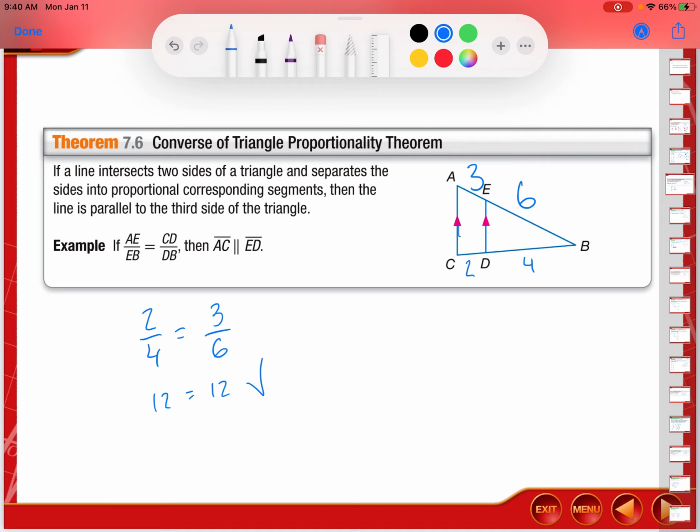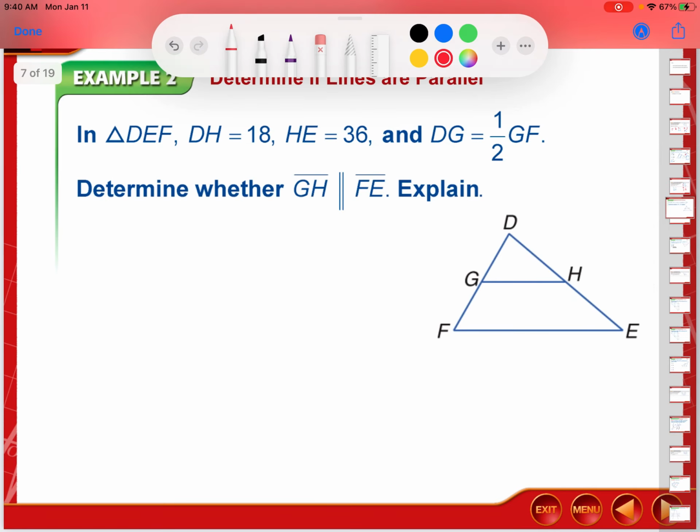So we're essentially doing it backwards. We're saying, okay, if this proportion is correct, then these lines are parallel. Now, if you had something like, let's change this. Let's say this was a 5. So if you had 3/6 equals 2/5, you would end up with 15 equals 12. That would not be an accurate proportion because 15 does not equal 12. So that would mean these lines here are not parallel. That's all this converse of the triangle proportionality theorem is saying.